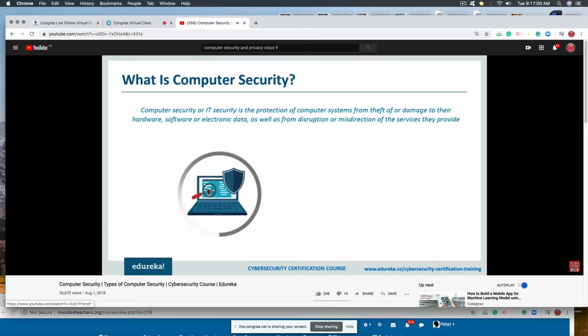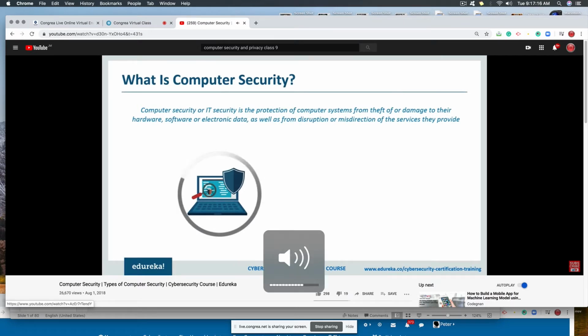So, computer security or IT security is the protection of computer systems from theft or damage, like data, as well as from disruption or misdirection of the service they provide. So, computer security can be defined as controls that are put in place to provide confidentiality, integrity, and availability for all components of computer systems. So, these components include data, hardware, software, and firmware.